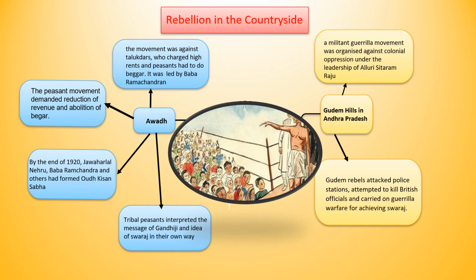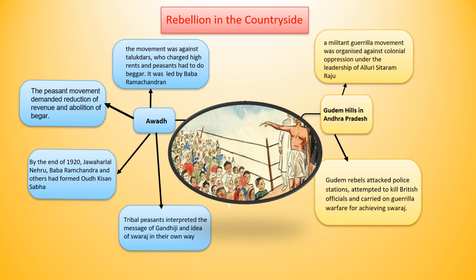By the end of 1920, Jawaharlal Nehru and Baba Ramchandra formed the Oudh Kisan Sabha. But unfortunately, this movement took a violent turn. Clashes broke out between the peasants and the landlords. When Mahatma Gandhi came to know about this, he called off the movement.